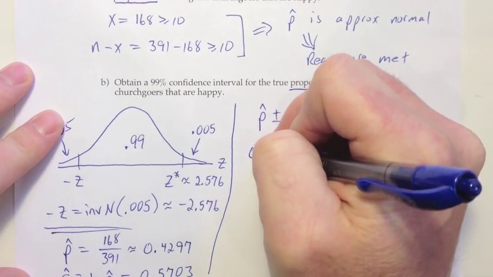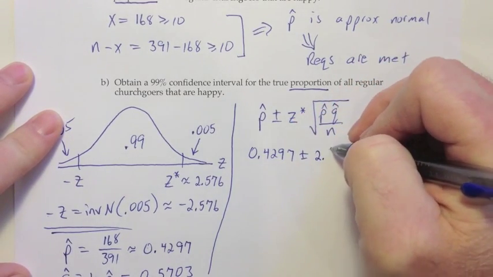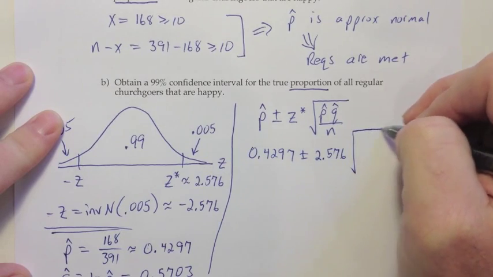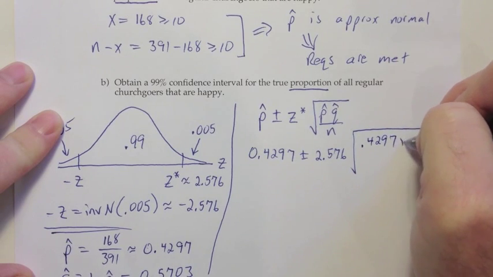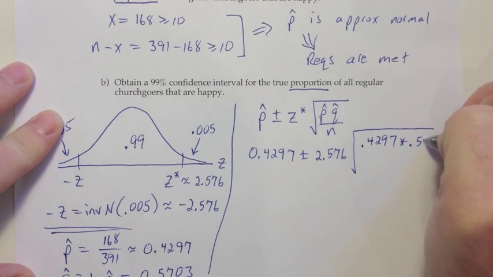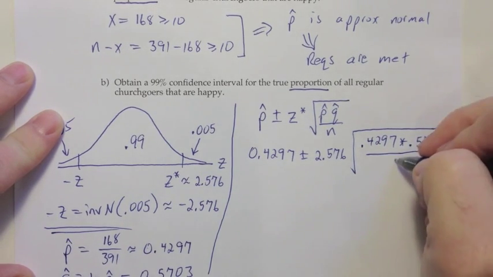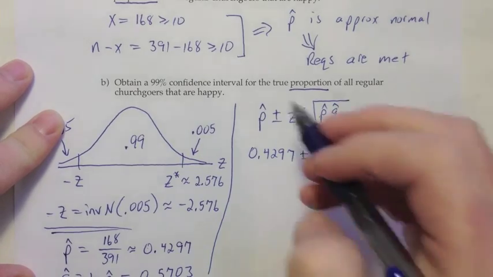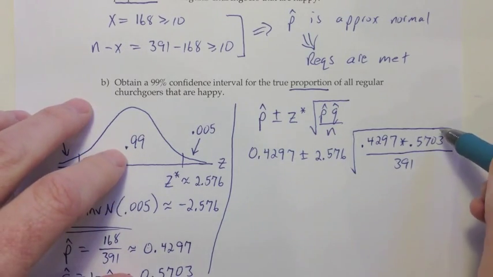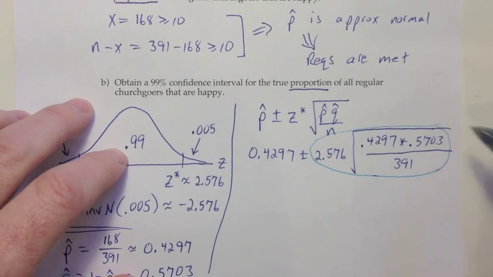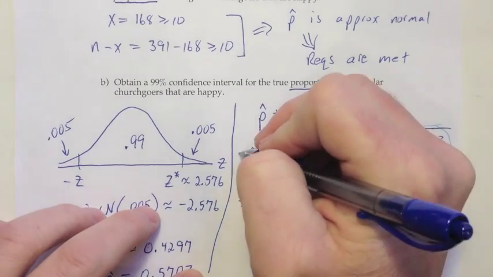So my p hat was 0.4297 plus or minus this z-score or z-star of 2.576 times the square root of my p hat, 0.4297, times 1 minus that, or q hat, which would be 0.5703, and all of that is divided by my sample size, which was 391. Alright, and when we do this type of confidence interval, or any type of confidence interval really, we always want to show the answer to this plus or minus piece, and we'll see why as we go on to the next page. Let's go ahead and keep that work going.